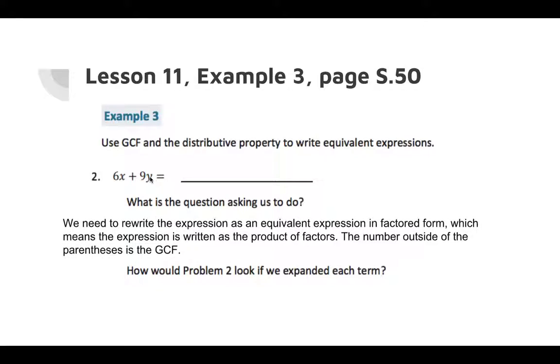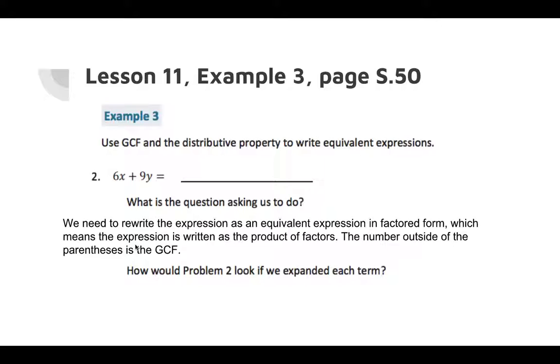Okay, so we need to rewrite the expression as an equivalent expression in factored form, which means the expression is written as a product of factors. Remember, that just means you're multiplying something. So we're multiplying one number to a group of terms. So the number outside of the parentheses is the greatest common factor.